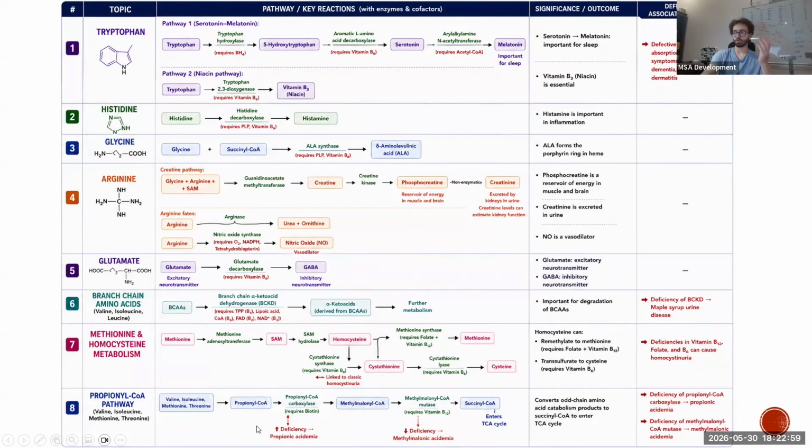I won't go through it, guys. We went through it 70 times. It's the same exact thing, same enzymes, which one needs biotin, which one's B12.